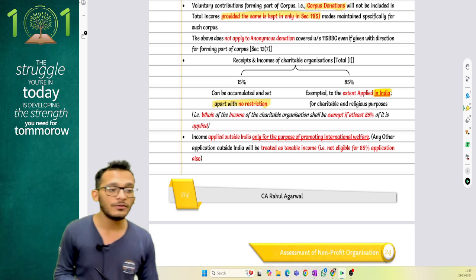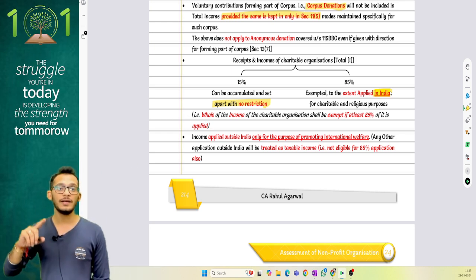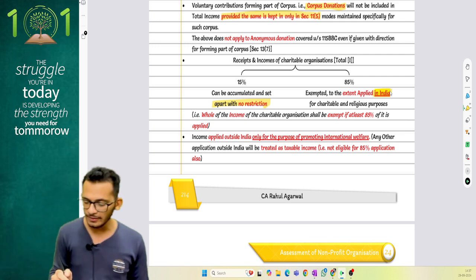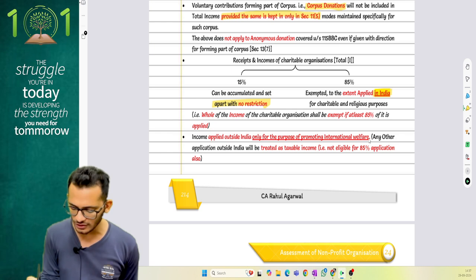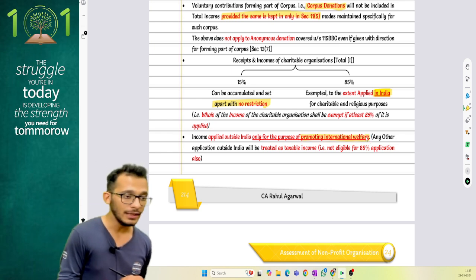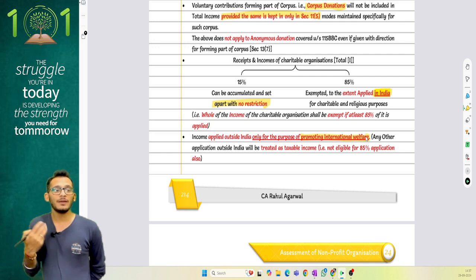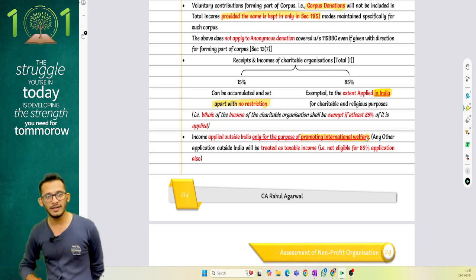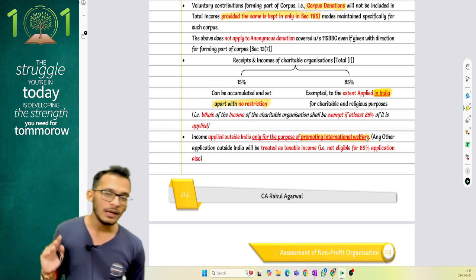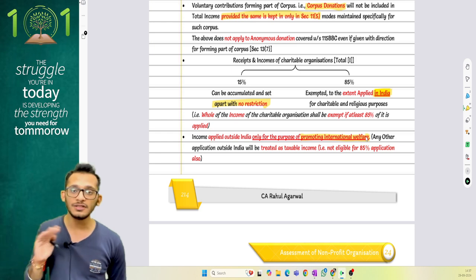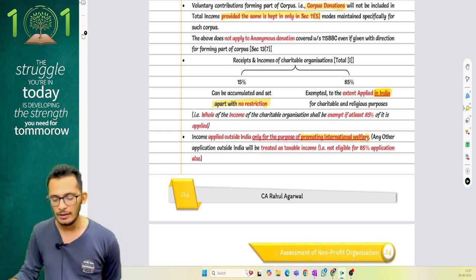Income tax is not very comfortable giving you any kind of exemption for any application happening outside India, except for two things. They're saying, I will allow this only for promoting international welfare. If you make the payment outside India, I will still claim it as an exemption, provided it is done for international welfare. But if it's for any other reasons, I am not granting this exemption for you, which means any foreign receipts applications will not be allowed as deduction.